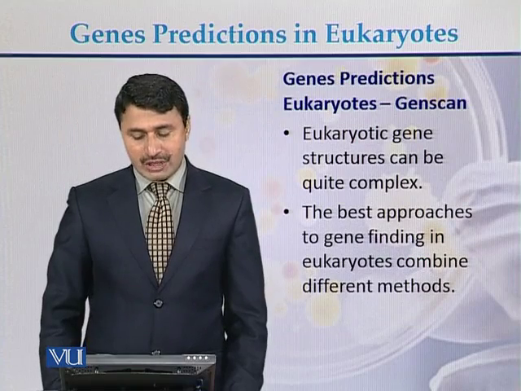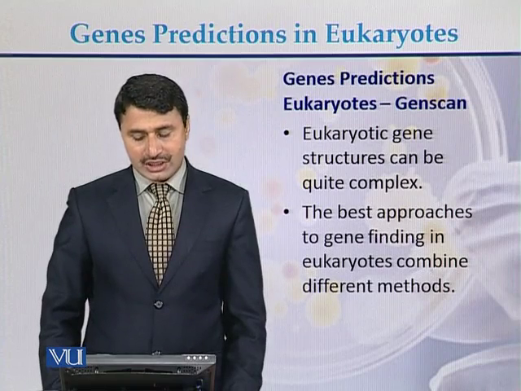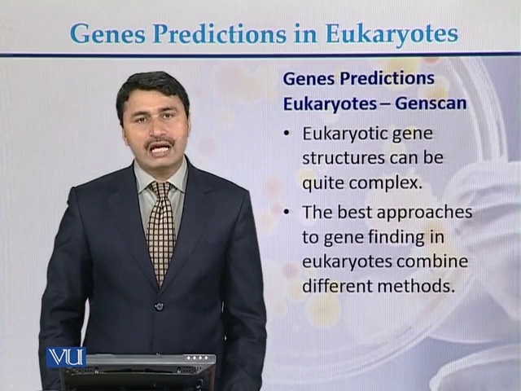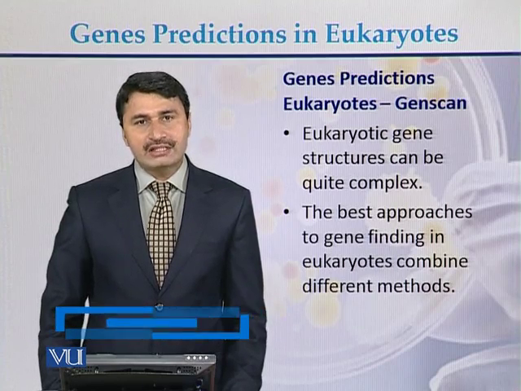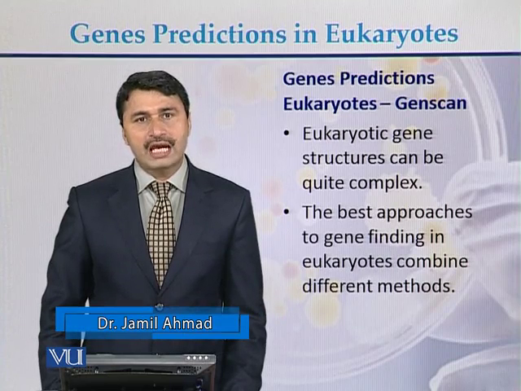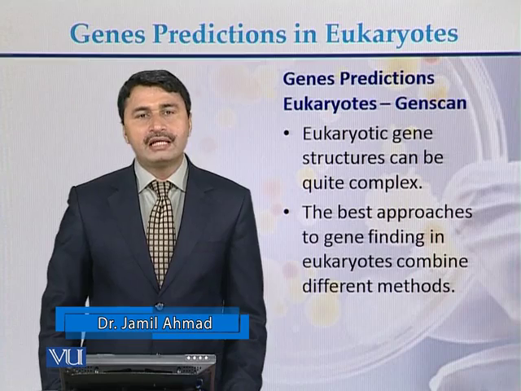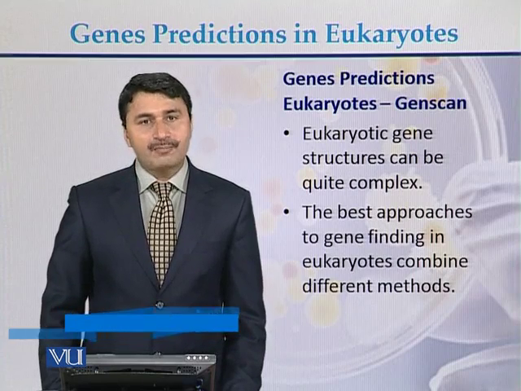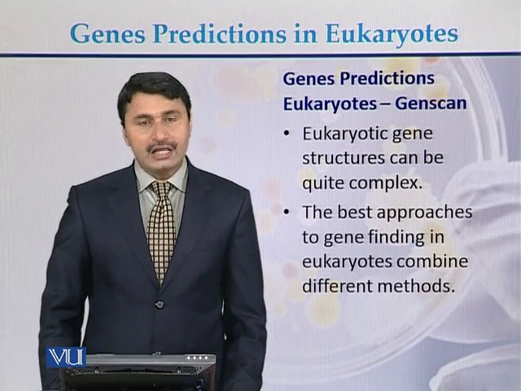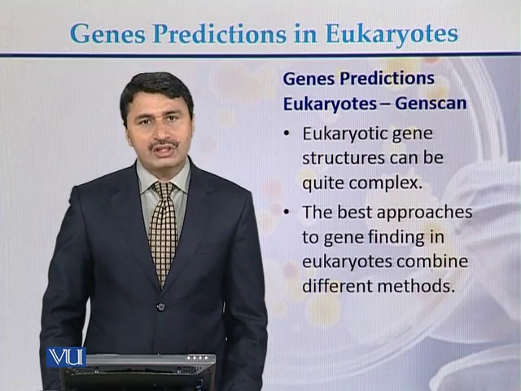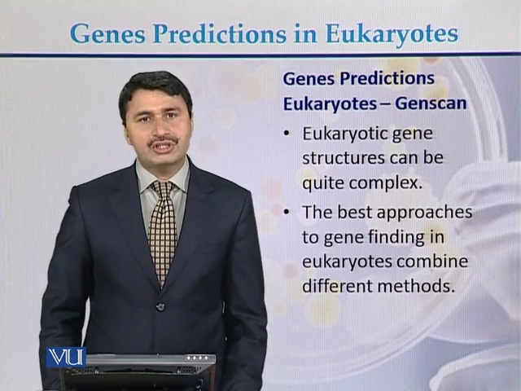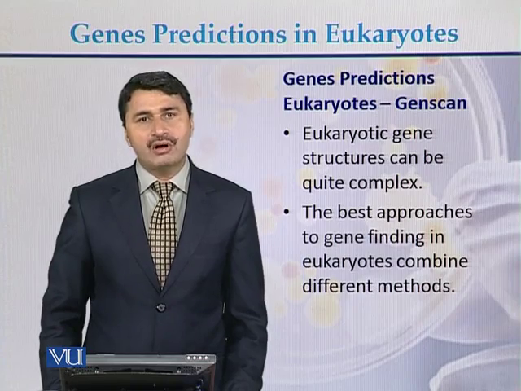So gene prediction, eukaryotic GENSCAN. Eukaryotic gene structure can be quite complex, as we know that there are exons and introns. In addition, there are other sequences present along with the genes, such as promoter sequences, enhancers, and silencers. The best approach to gene finding in eukaryotes is a combination of different methods. So for the identification or prediction of genes in eukaryotes, more than one tool can be used.